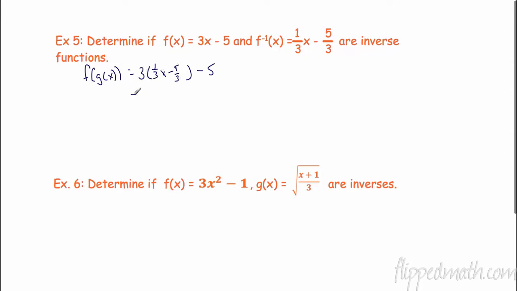3 times 1/3, so that's just going to be x. Well, that's a good start, right? 3 times 5/3 is going to be 5, so minus 5. But then we get here, we have x minus 10. Well, that is not just x. And remember, the rule says it has to equal just x to be inverse functions. So this is not inverse functions.